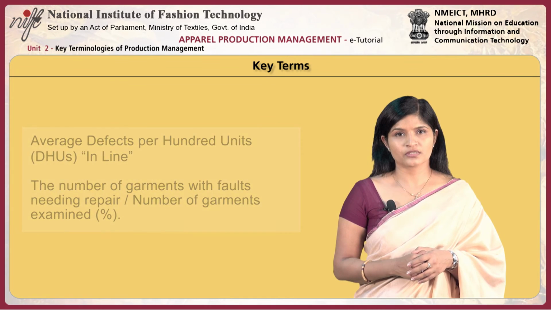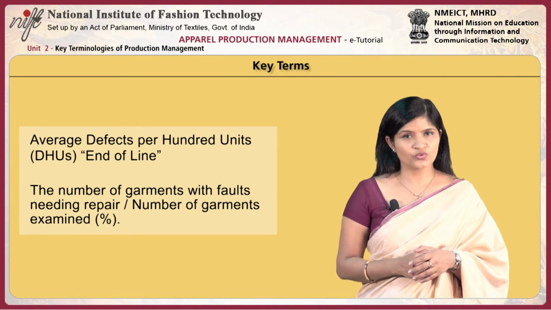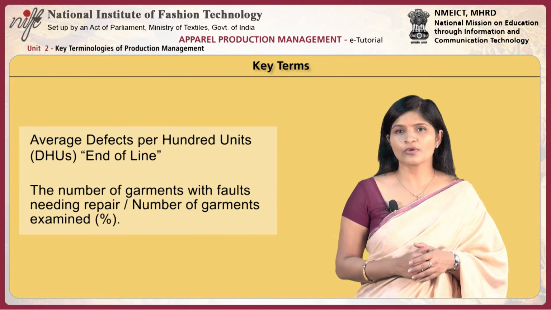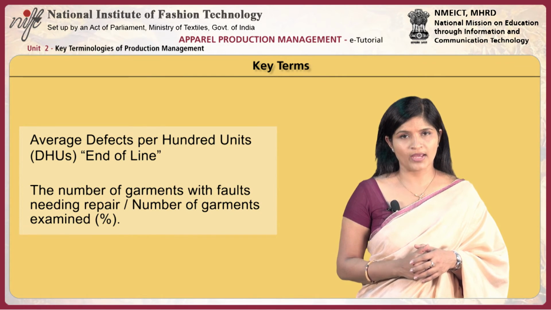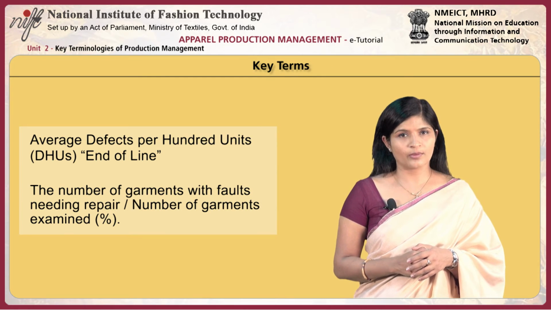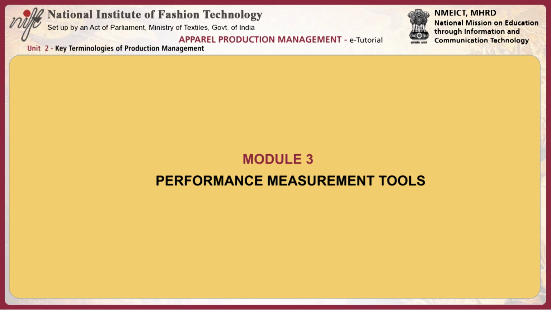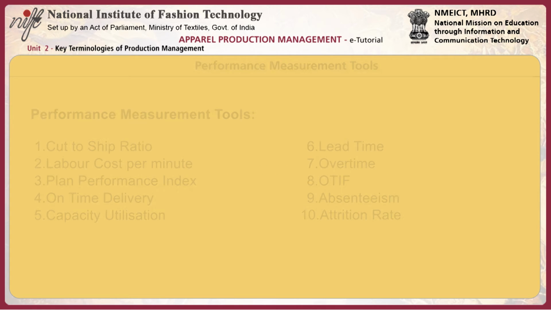Average defects per 100 units, or DHUs, end of the line is equal to number of garments with faults needing repair divided by garments examined. End of the line refers to the control point that is set to monitor the quality of garments after manufacturing is complete. The final module reviews the terms used in performance measurement tools.